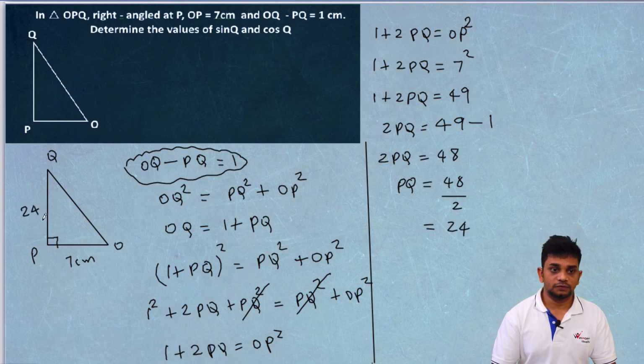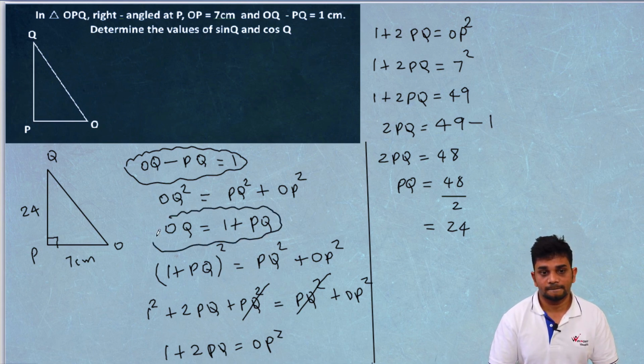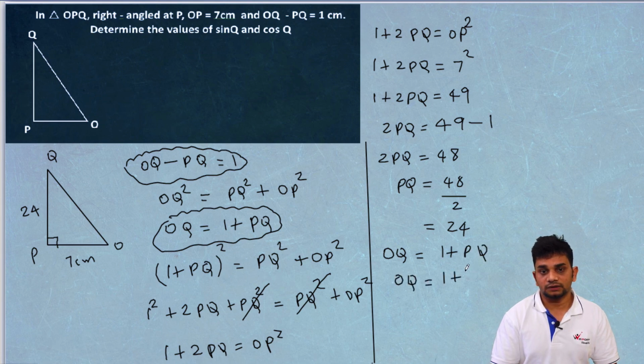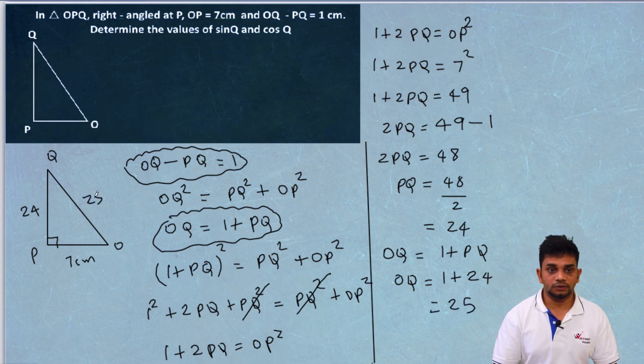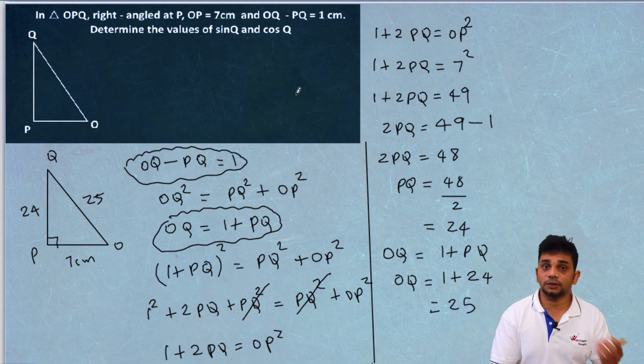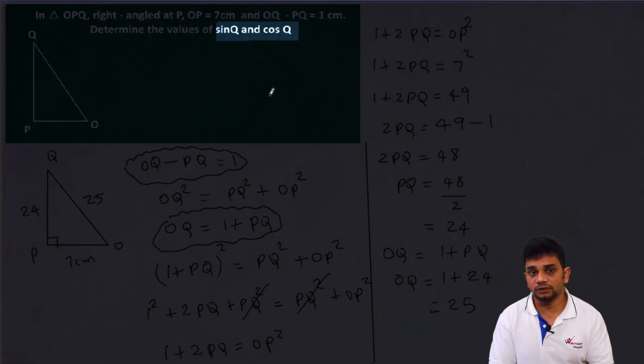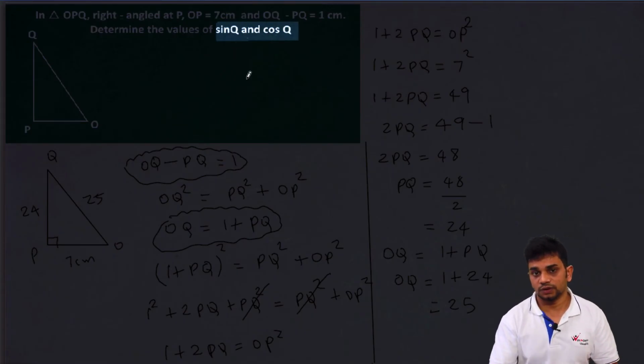It is 24. Now we can find the value of OQ using this equation. We are going to use this equation for OQ. OQ equal to 1 plus PQ. OQ equal to 1 plus, the value of PQ is 24. 1 plus 24, which is equal to 25. So value of OQ is 25. Read the question again. We need to find the value of sin Q and cos Q. We are going to do that.